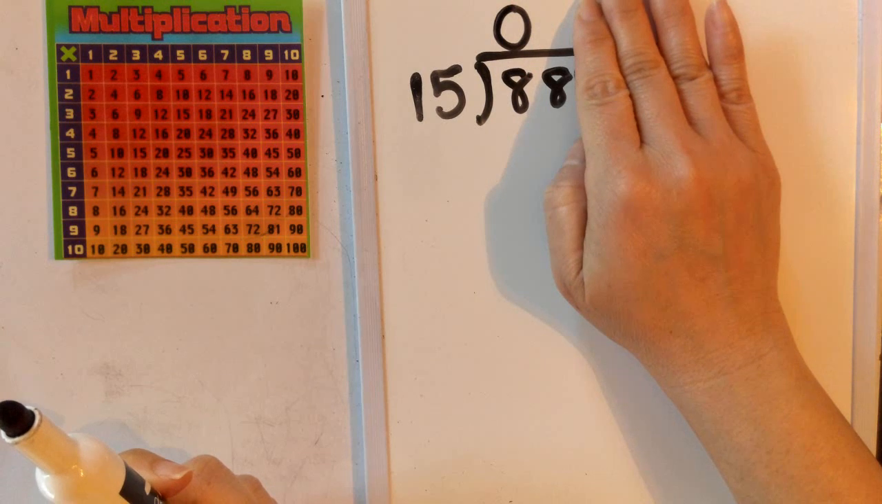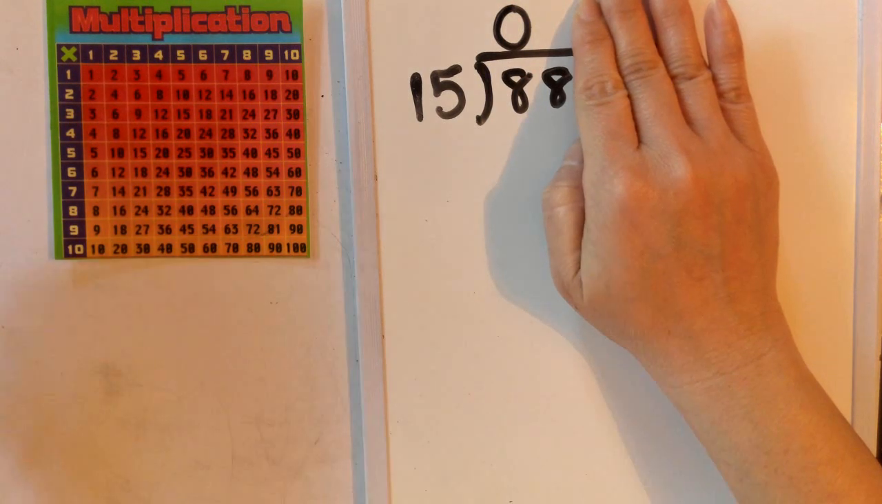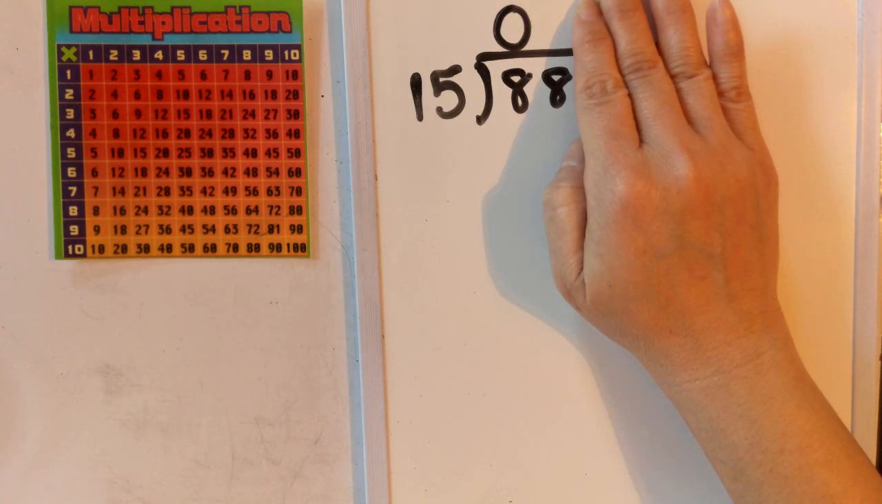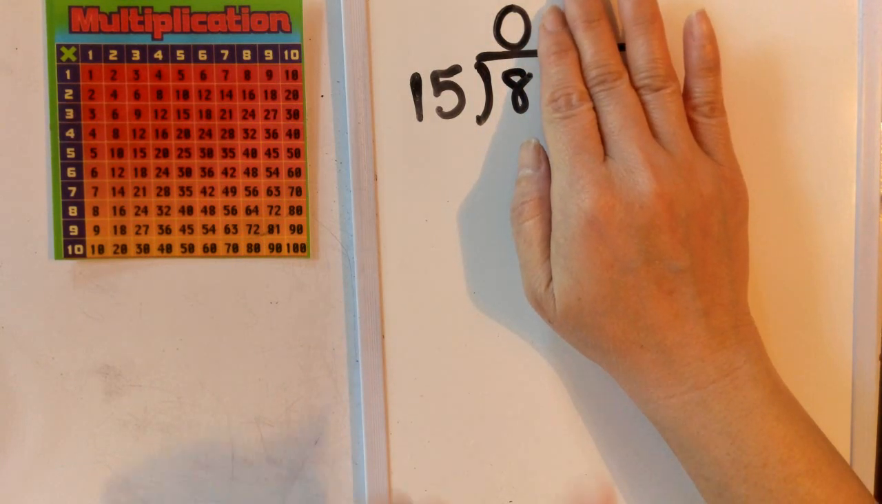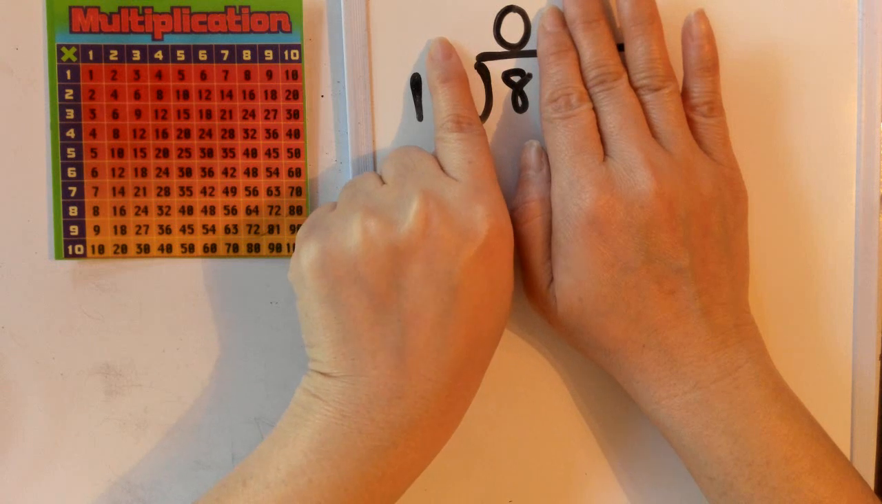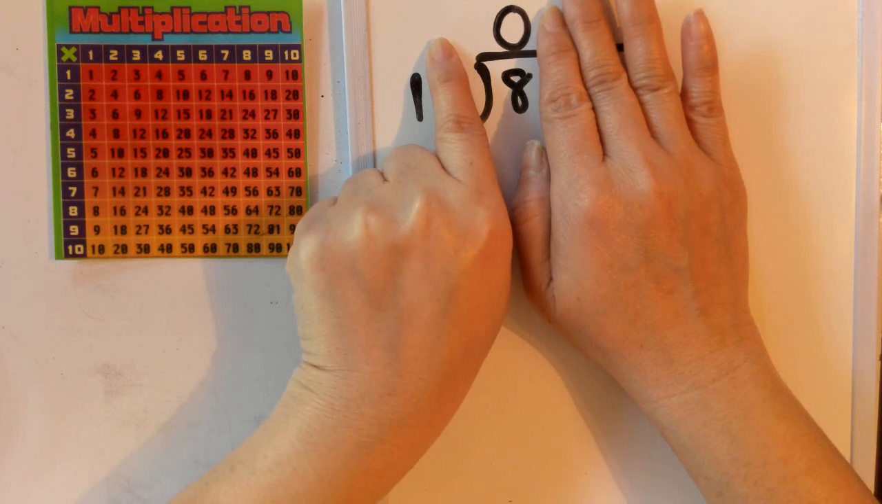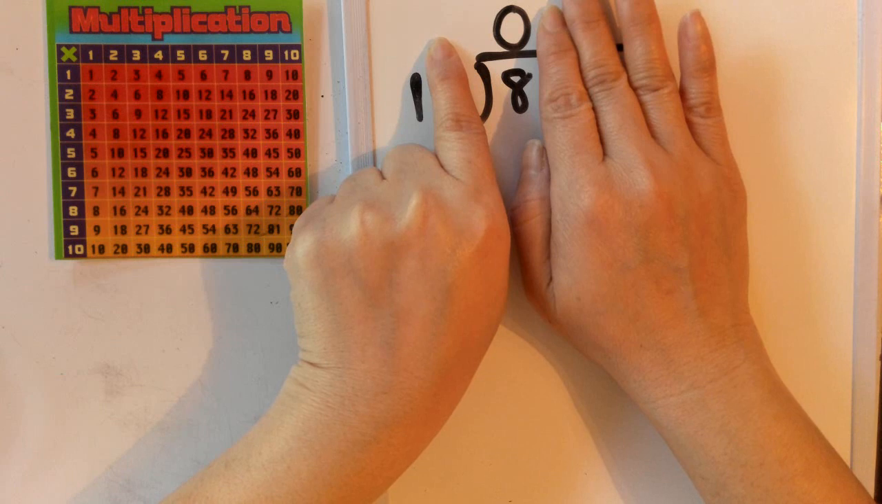So now that we're seeing 88 divided by 15, my head can't think. My head cannot wrap around groups of 15. This is way too much for me. So you know what I do? I use another trick. I cover the last digit of this number and I also cover the last digit of this number, and now the numbers are more manageable for me to see.